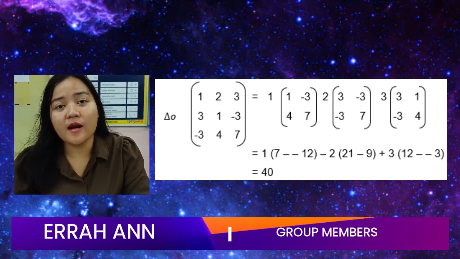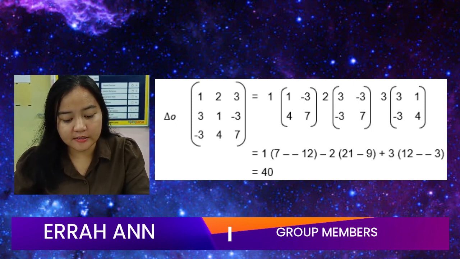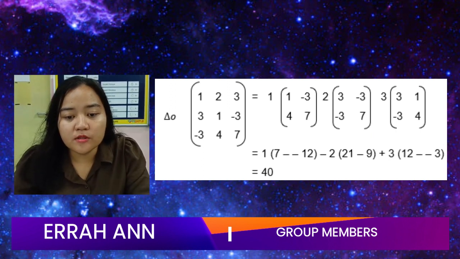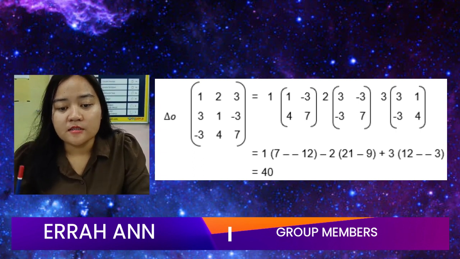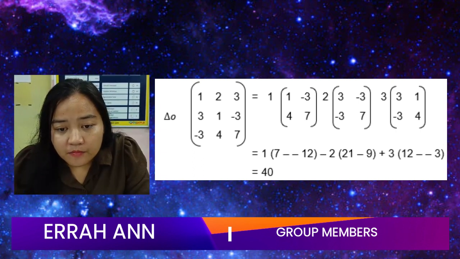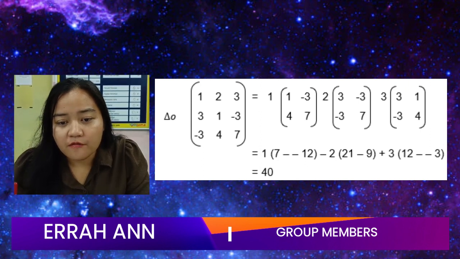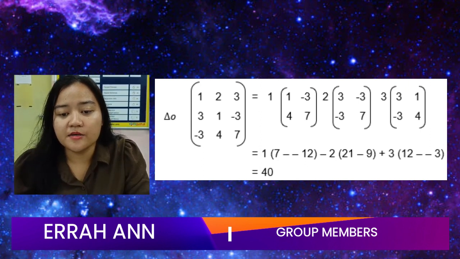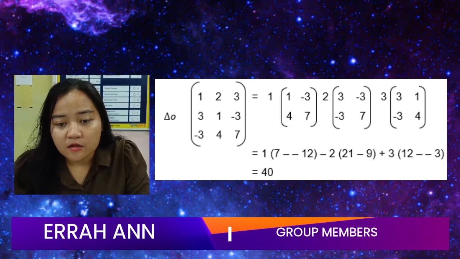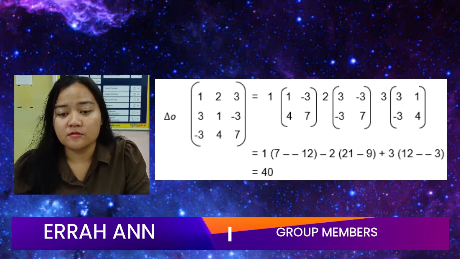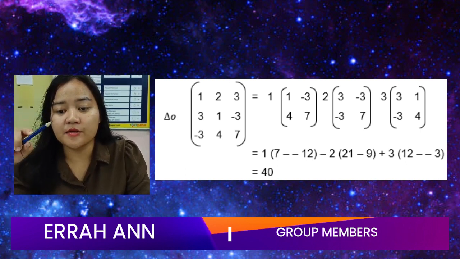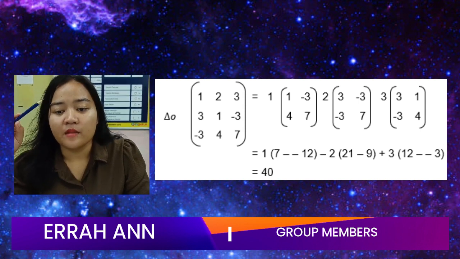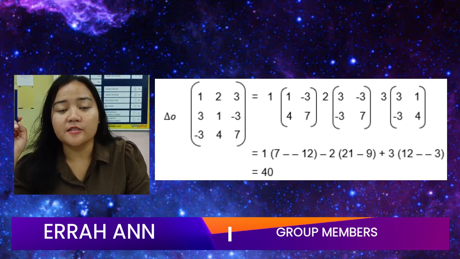For the next step, we are going to use the formula AD minus BC. We do the method: equals 1 in bracket 7 minus 12 close the bracket, and negative 2 in bracket 21 minus 9 close the bracket, plus 3 open the bracket 12 minus 3 close the bracket, and the answer is 40.